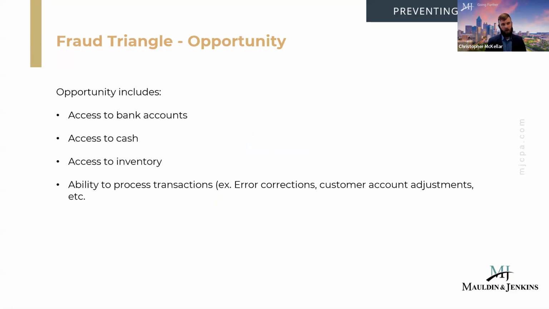So first, on the fraud triangle, the opportunity. Opportunity includes access to bank accounts, access to cash, access to inventory, other assets, and the ability to process transactions like error corrections, customer account adjustments, and journal entries of that sort, where you can draft the journal entry, post it, and approve it. That often lends itself to fraudulent transactions.